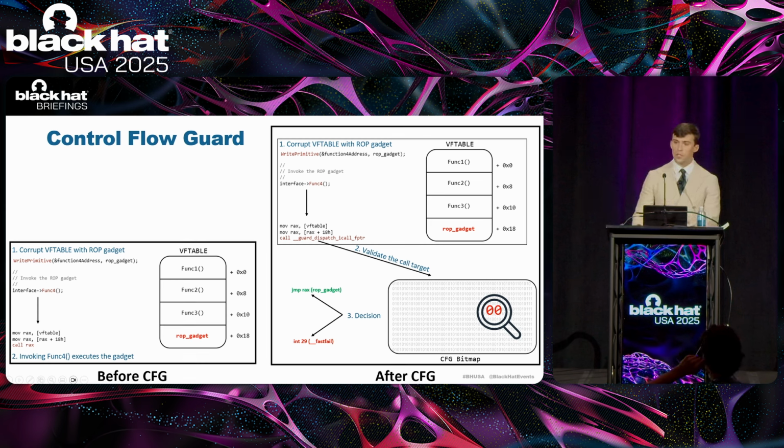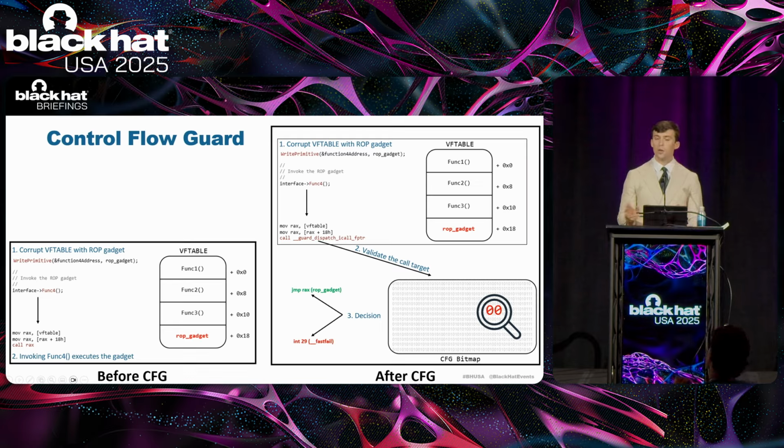In the after-CFG days, everything about the exploitation remains, but instead of just arbitrarily calling whatever we were told to call, we first check with CFG. We use the call target's address as an index into the bitmap, get the associated bit state, and see if we should actually make this call or if we should terminate the process.